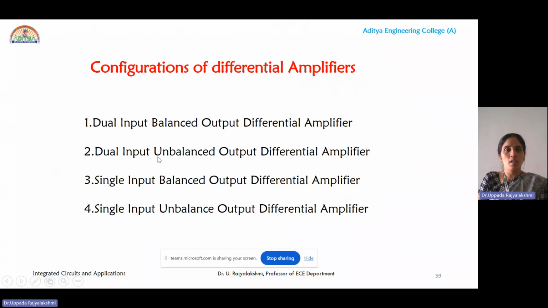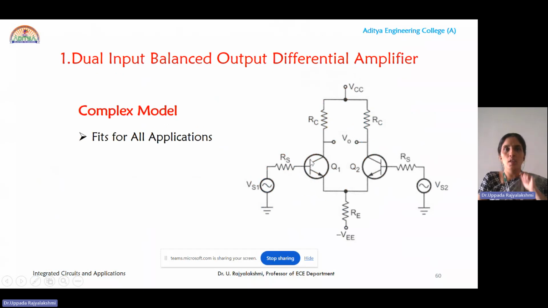Second is dual input unbalanced output. Third is single input balanced output, and fourth is single input unbalanced output. Here you can see the dual input balanced output configuration, where two inputs are applied and the output is the difference between the two inputs. So this model is suitable for all kinds of applications. The output is taken under balanced mode, that is the difference of two collector ends.